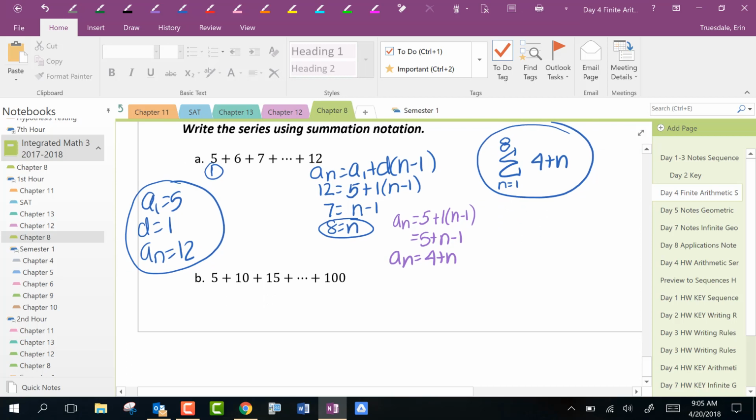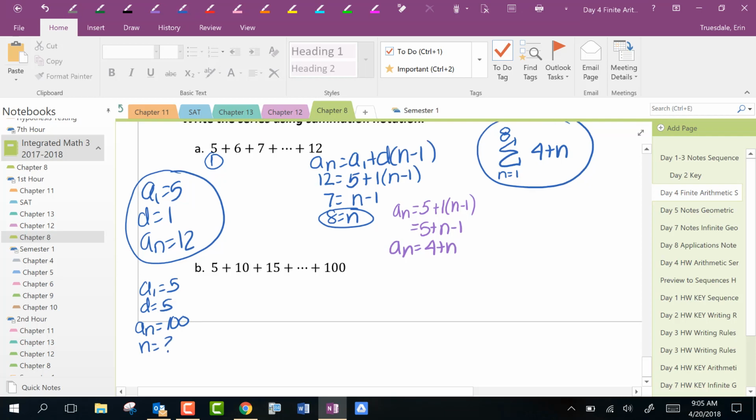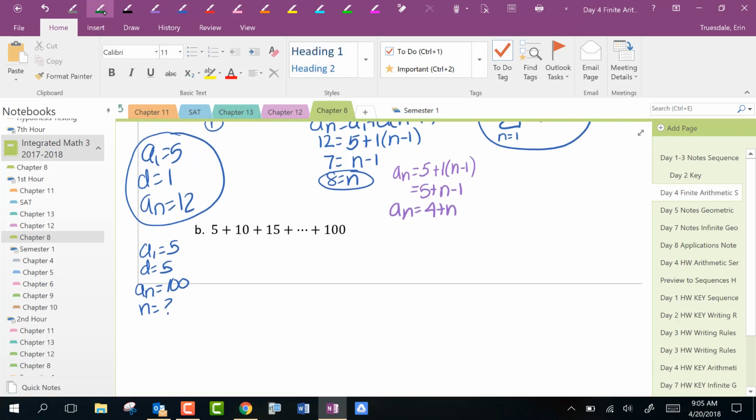Okay, let's try this one again. This is the hardest part of it. So what is my A1? 5. What is my D? 5. What is my AN? 100. Do I know N? No. So I have to find N first. I'm going to plug everything into my formula, the same formula we keep using over and over again, to find N. AN is 100. A1 is 5. D is 5. Don't know N.